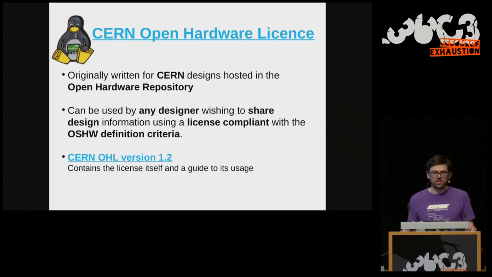So CERN, the physics laboratory here in Europe, has an open hardware repository. They're developing these electronics. And actually, there were two great talks here at Congress from a couple of electronics engineers that work on the electronics there. They're building electronics for their physics experiments, and they want to share that with other labs around the world. So they have an open hardware repository, and as part of that, they created the open hardware license.